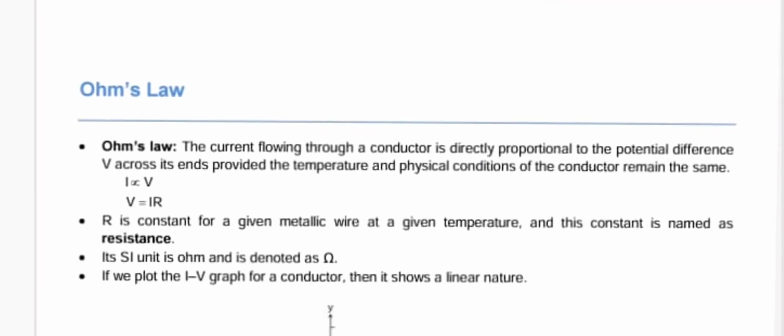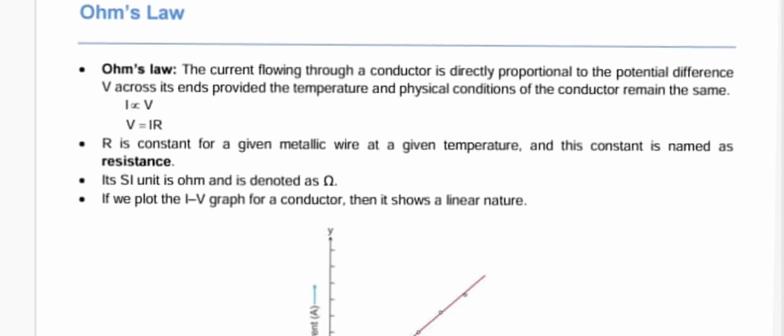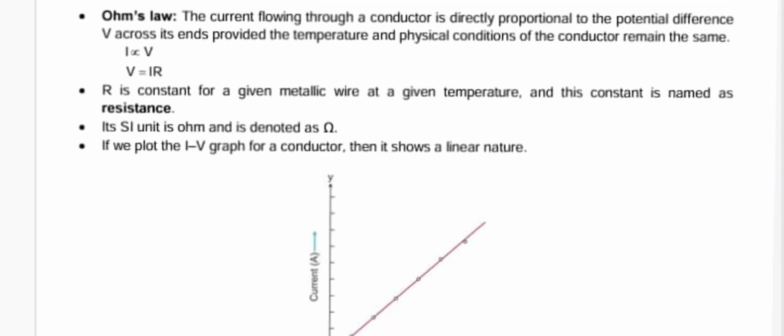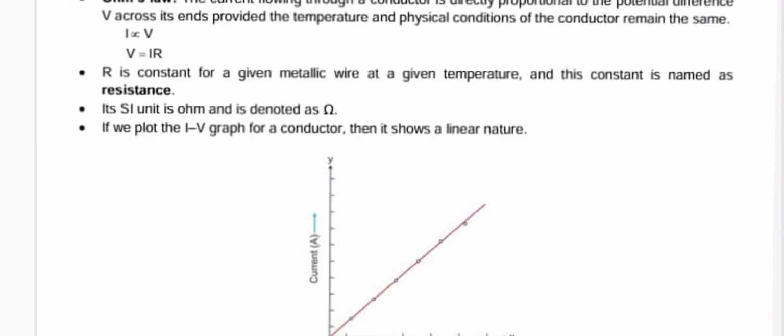So now Ohm's law: the current flowing through a conductor is directly proportional to the potential difference across its ends, provided the temperature and the physical conditions of the conductor remain the same. So this is the formula. R is constant for a given metallic wire at a given temperature, and this constant is named resistance. The SI unit of resistance is ohm, which is denoted by the symbol omega, as you can see.